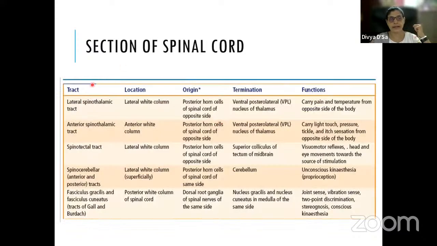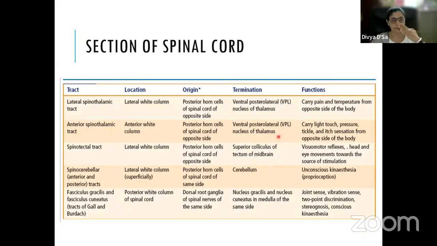The lateral spinothalamic tract is located in the lateral white column. It originates in the posterior horn cells of the spinal cord of the opposite side and terminates in the ventroposterolateral nucleus of the thalamus. It carries the pain and temperature sensations of the opposite half of the body. The anterior spinothalamic tract is located in the anterior white column, originates in the posterior horn of the spinal cord of the opposite side, and ends in the ventroposterolateral nucleus of the thalamus.